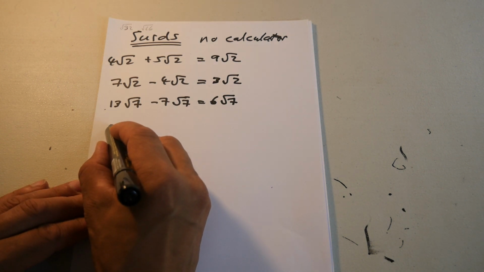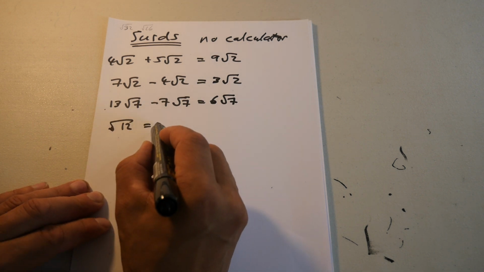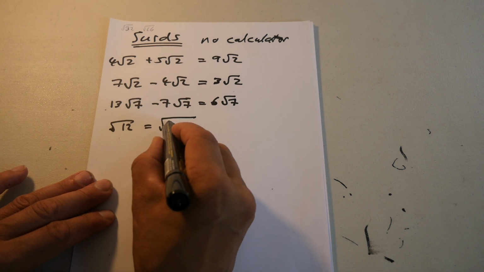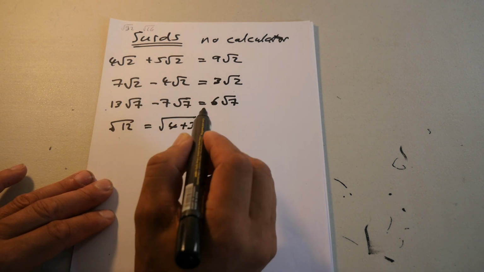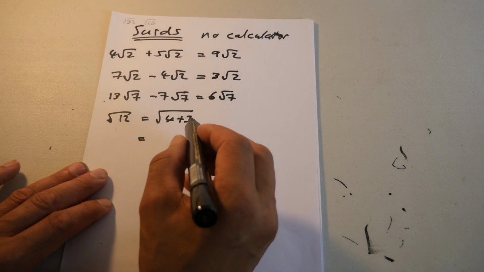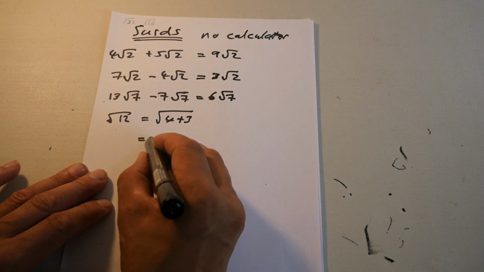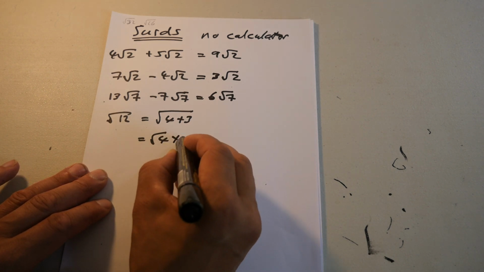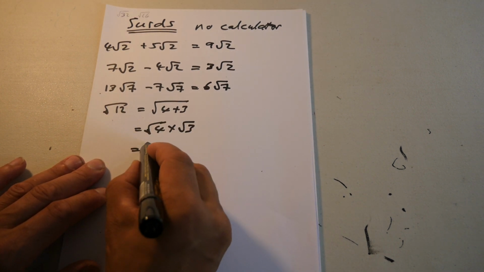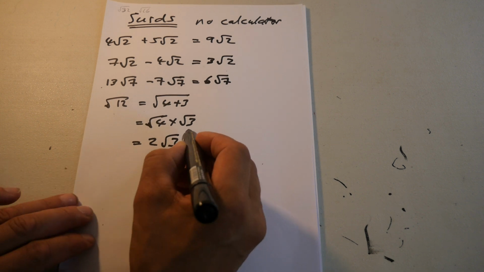Okay, example: the square root of 12. How do we take the square root of this? It is equal to the square root of 4 times 3. But by the indices rules that I showed you before, that is equal to root 4 times root 3. We know the square root of 4 is 2, so it's equal to 2 root 3, okay.